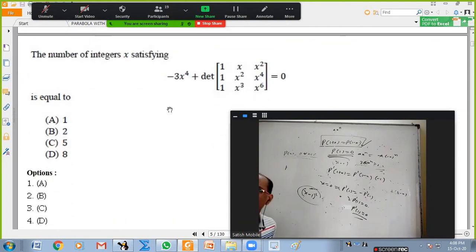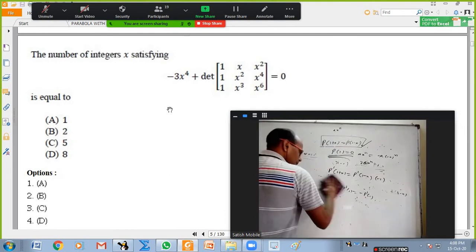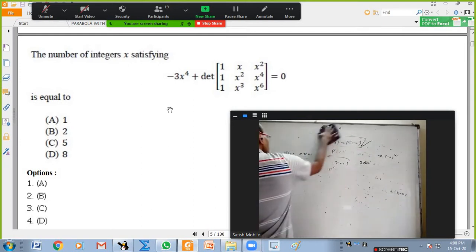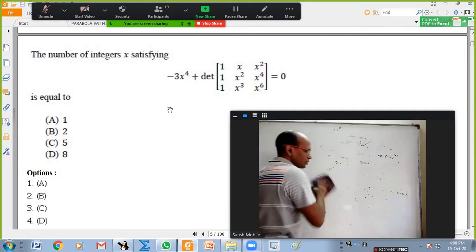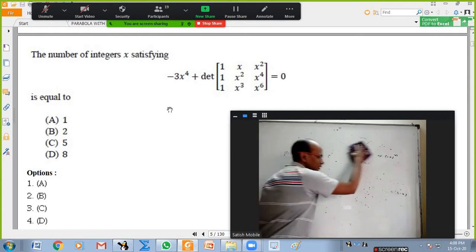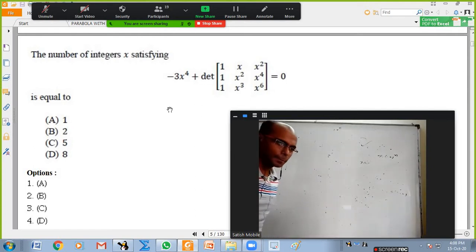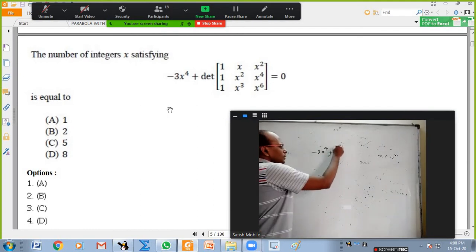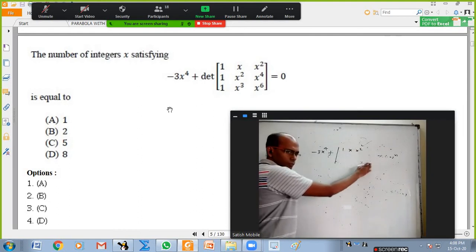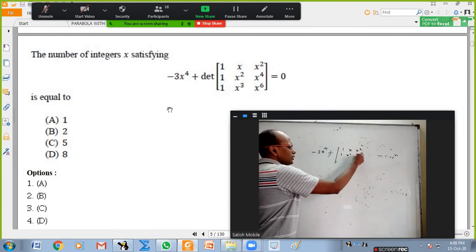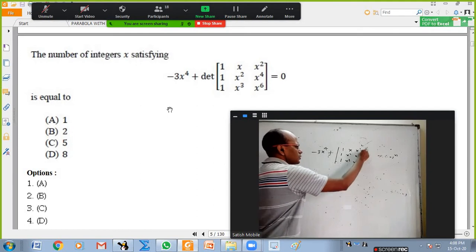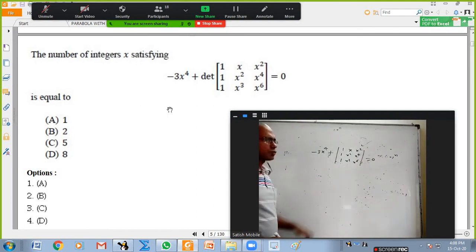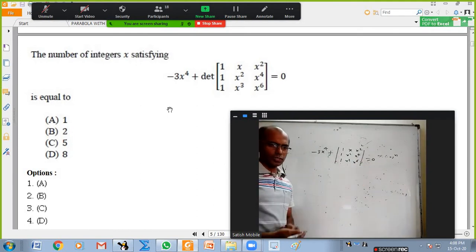They give a determinant and they want something satisfying that. Okay, this is a maths doubt session for the remember 5 and 7 students, and I'm discussing maths doubts only. Minus 3x power 4 plus delta of 1, x, x square; 1, x square, x power 4; 1, x cube, x power 6 equal to 0. Of course, you know whenever 1 1 1 1 is there, you know what to do.